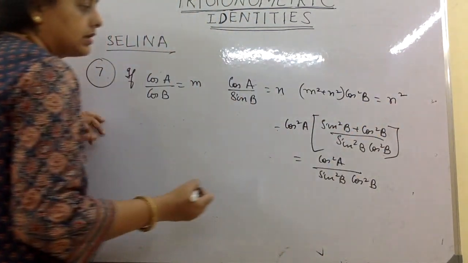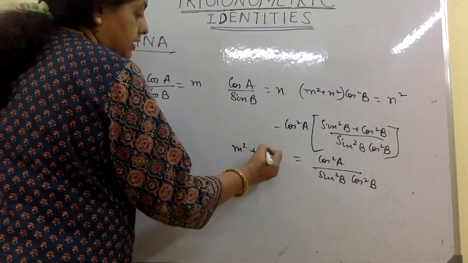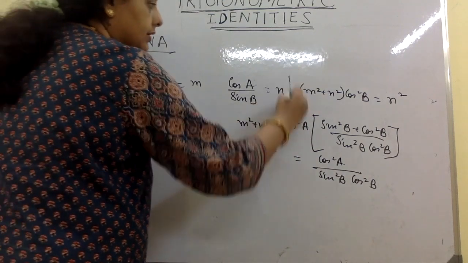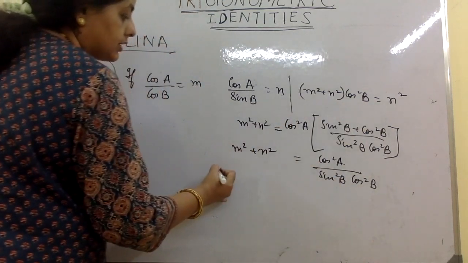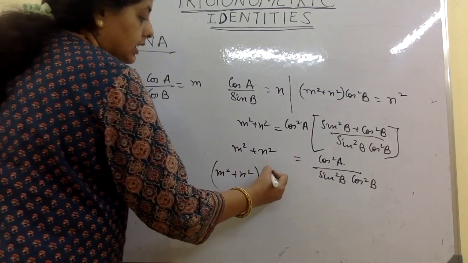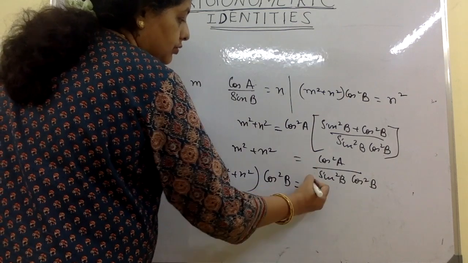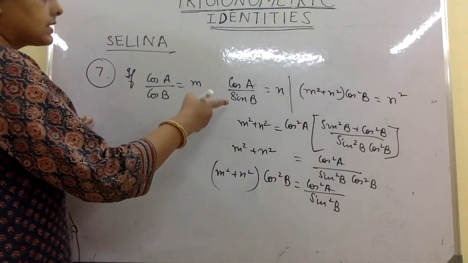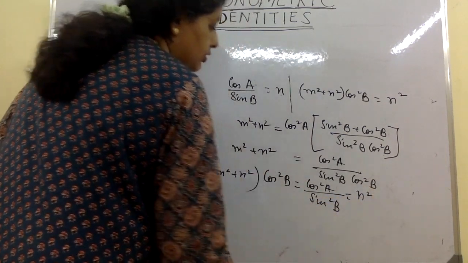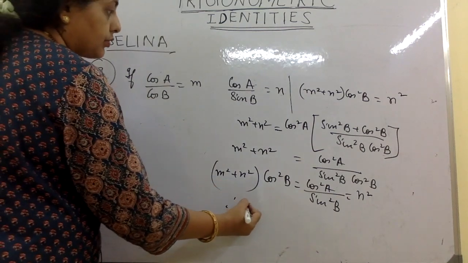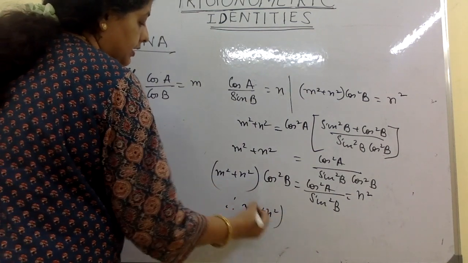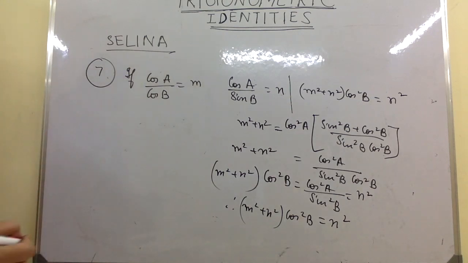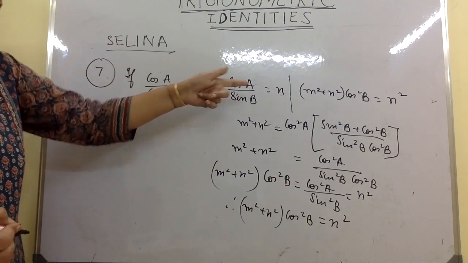So this is m square plus n square. In order to get this, I will multiply this with cos square b. m square plus n square into cos square b is equal to cos square a by sin square b, and that is cos a by sin b whole square, which is n square, because cos a by sin b is n. Therefore, m square plus n square into cos square b is equal to n square. So I finally get my answer, which is exactly that.